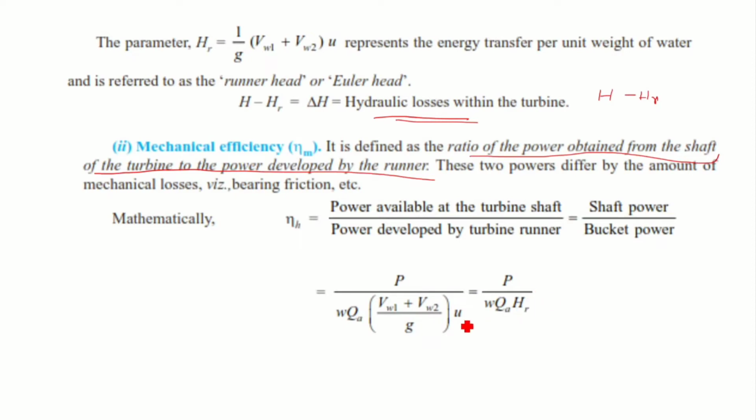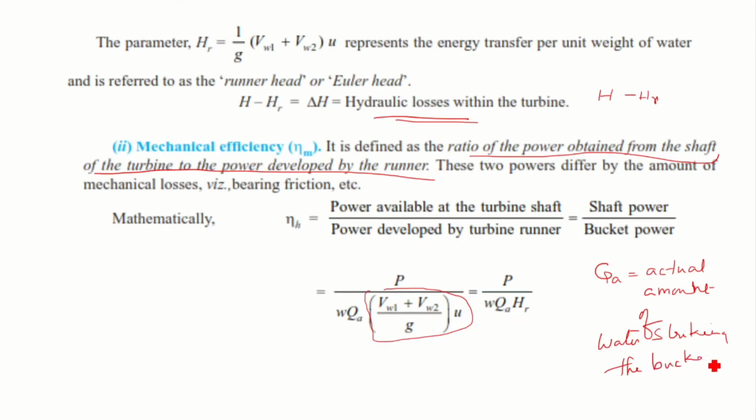So we know that this much term is known as H_R, that is the runner head. So it is taken as P divided by W Q_A into H_R. Q_A is the actual amount of water striking the plate, striking the buckets.